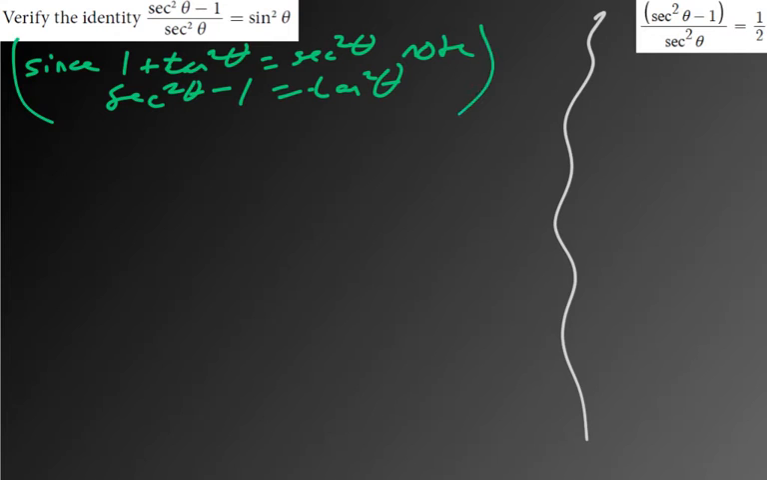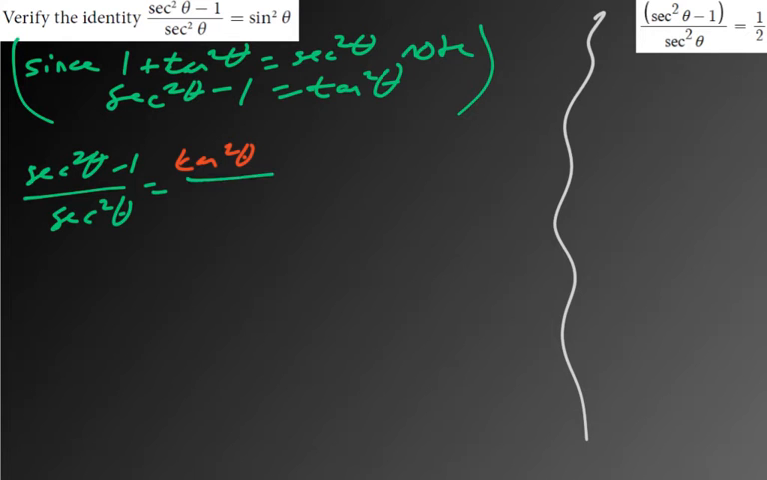And that's basically what I'll just utilize here in the beginning. So secant squared theta minus 1 over secant squared theta would then equal tangent squared theta over secant squared theta, right? And then I want to show that that simplifies all the way to sine squared, right?